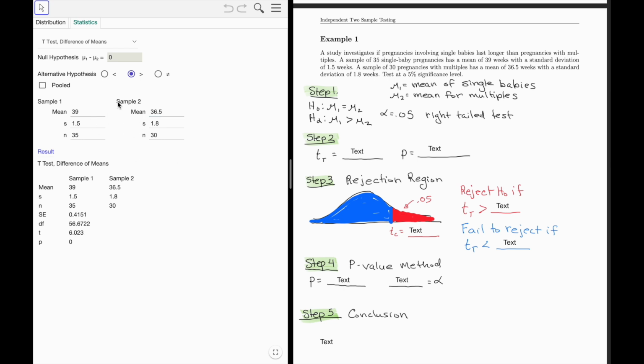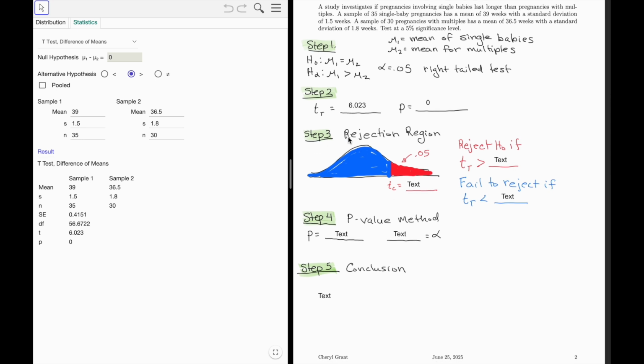Now, when we enter all of that information in down here, you can see we got our test statistic. So let me put that in here. Our test statistic is 6.023. And our p-value is super, super small, where when it's rounded, it's 0. So we're just going to put in 0 there.